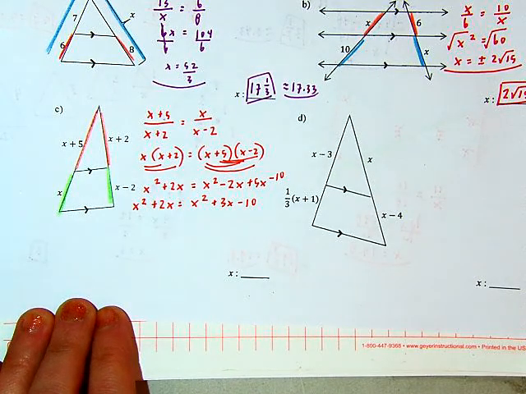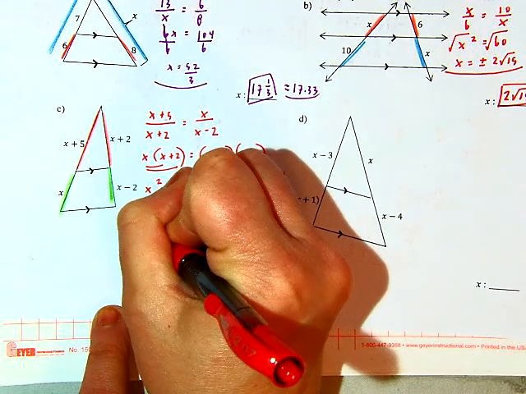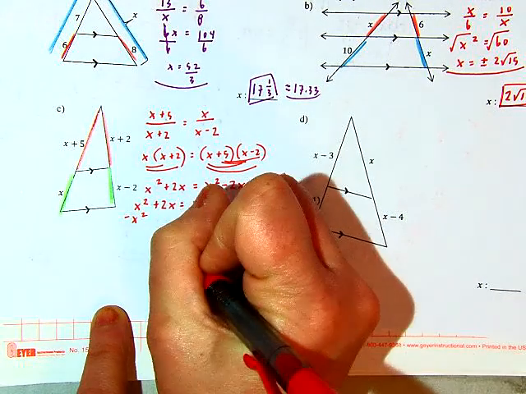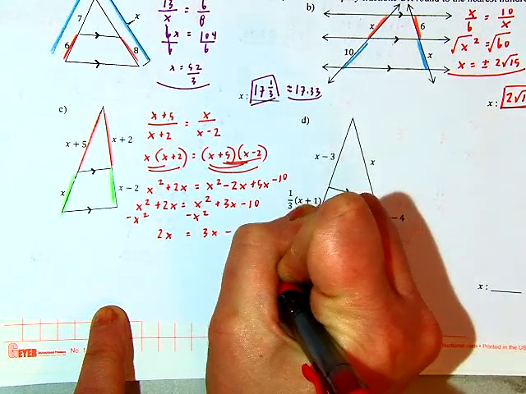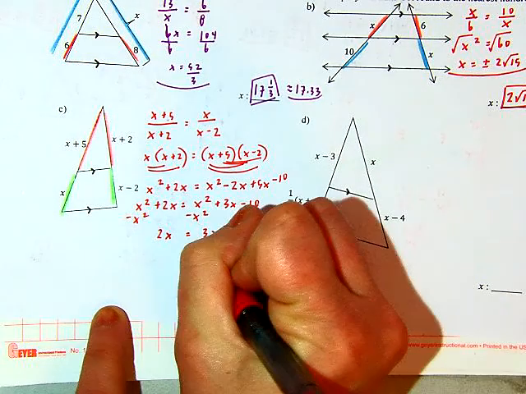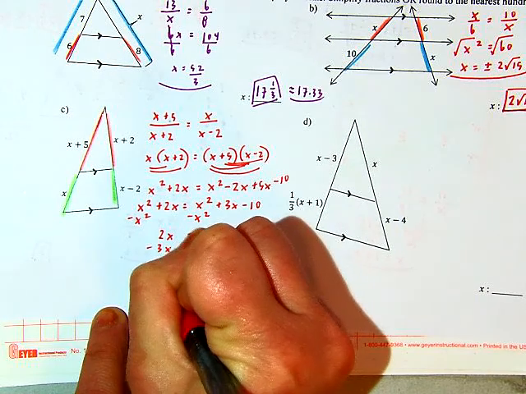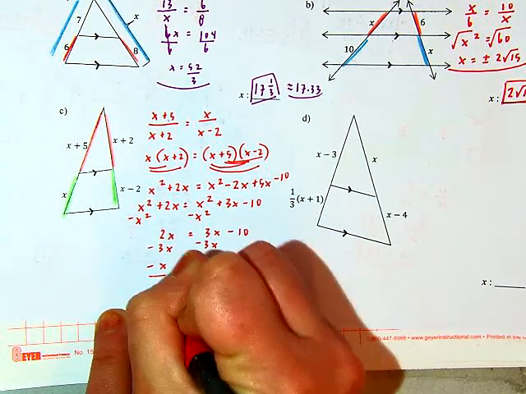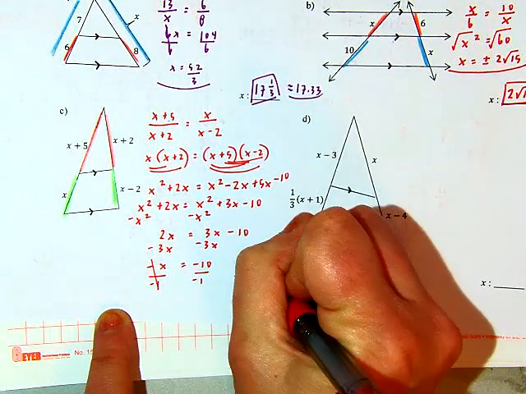So here, when I try to consolidate, if I subtract x squared from one side, it's going to go away from the other side also. So it becomes really a linear equation. 2x equals 3x minus 10, right? The x squared part went away. So now I can take away 3x from each side. So negative x equals negative 10. Divide each side by negative 1, and we get that x is 10.